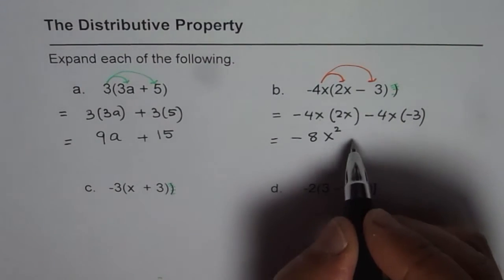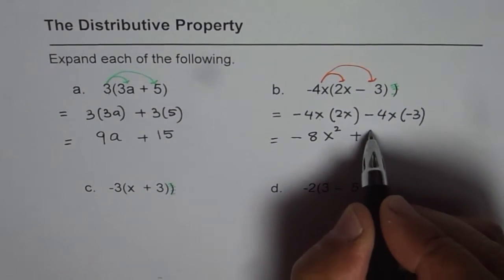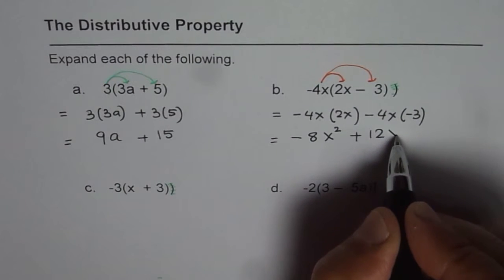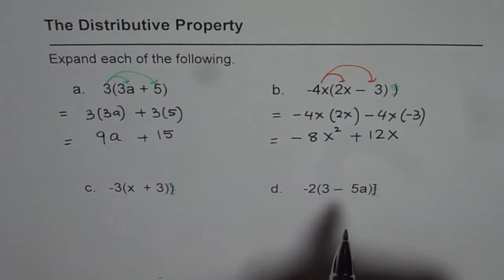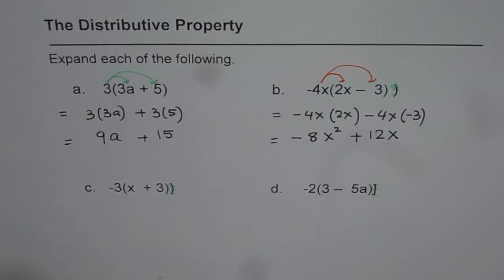Minus times minus is positive. 4 times 3 is 12. And then we get x. So it is minus 8x squared plus 12x. Correct? Let's do some more.